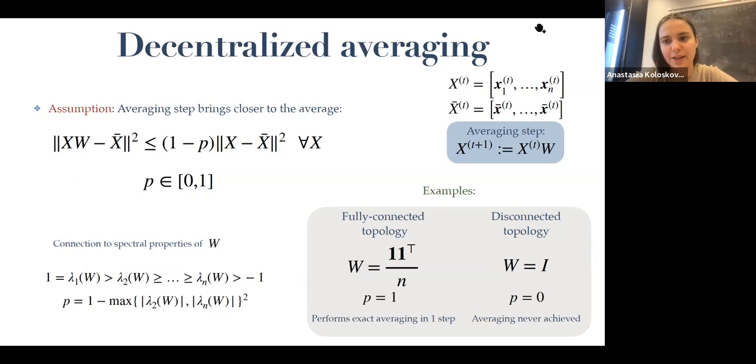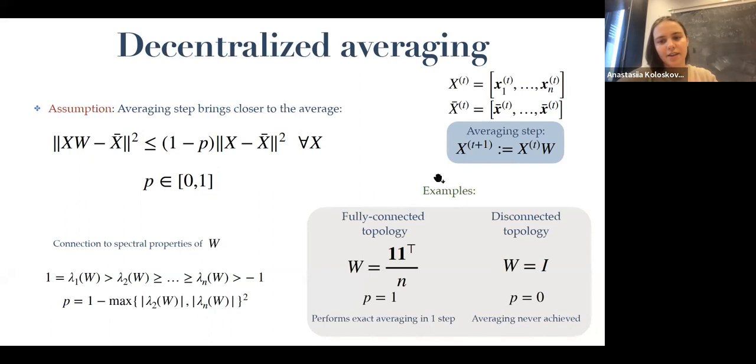As a reminder, what we should have is that after our decentralized averaging, if we compare to the true average vector, our distance should decrease. Here it decreases linearly with this parameter p. If you have a fixed matrix W, with these eigenvalues of W, then p is connected to the spectral gap of matrix W.